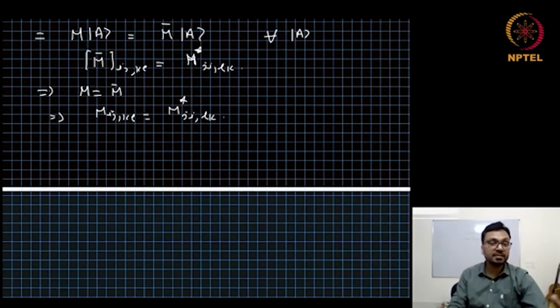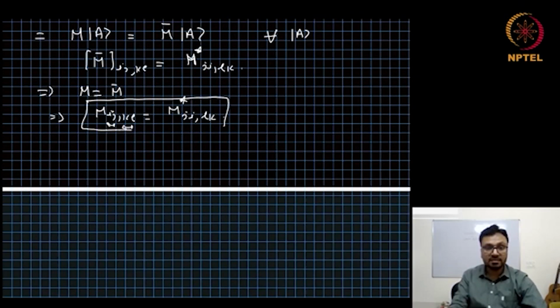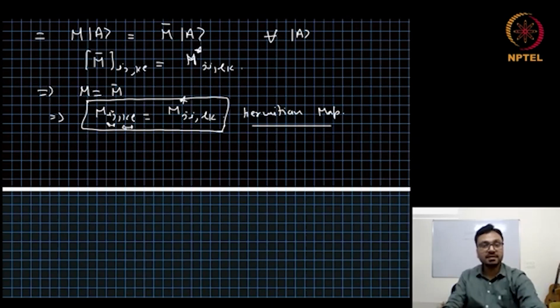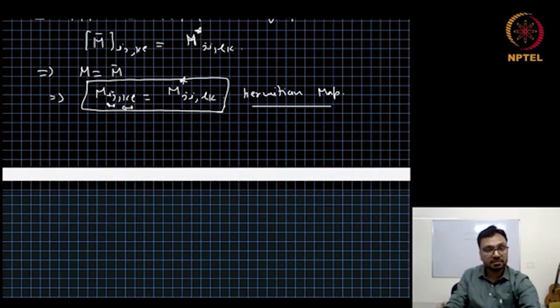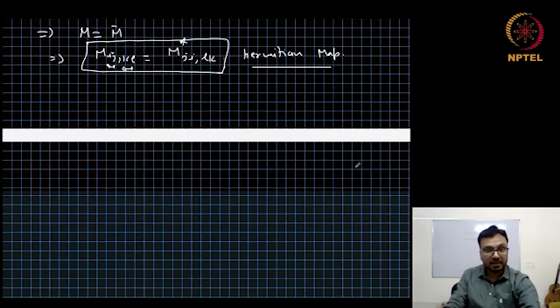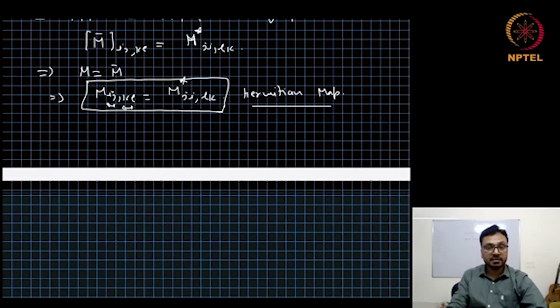If I give you a matrix representation of a map omega, and M is a matrix, then we interchange the Ij element and we interchange the KL element and take the complex conjugate. And if these two numbers are the same, then it must be a Hermitian map. So if this condition is met, then we have a Hermiticity preserving map.